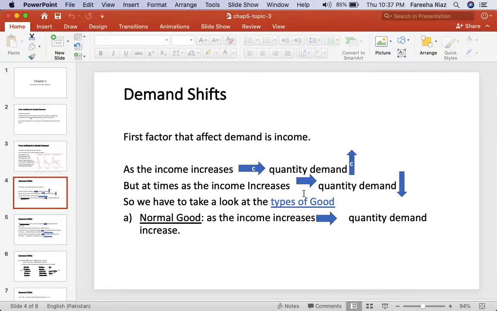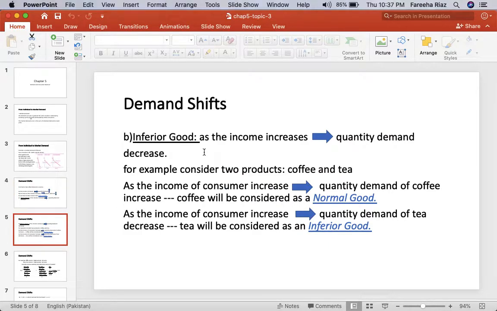So the first type of the product is the normal good. A normal good is one where, when the income increases, quantity demanded of the product by a consumer increases. Second is the inferior good. An inferior good is relatively cheaper, and as the income increases, quantity demanded for the product by the consumer decreases. Now, to see the difference between these two, let's consider two products, coffee and tea.